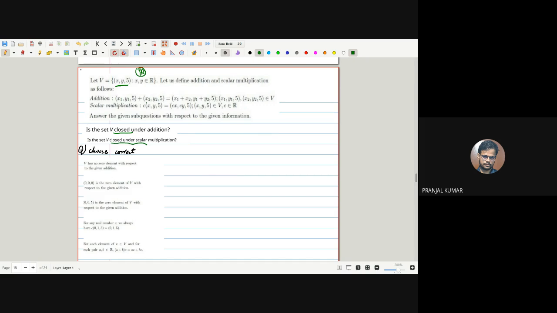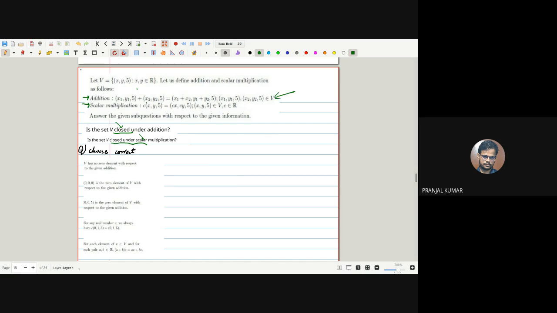First of all, you can directly tell that the 0, 0, 0 vector does not belong in here, because there is a 5 here. So 0, 0, 0 does not belong here. So this is not a subspace, that is for sure. But it can still be closed under multiplication and addition. They have defined them, so for checking that, you have to use their definition.